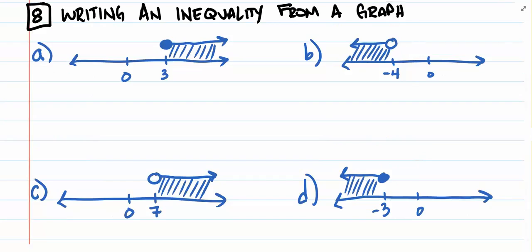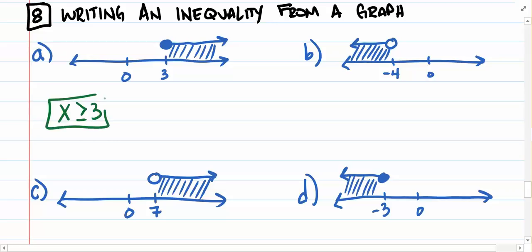Box 8, we're going to do the reverse. We're going to look at a graph, and we're going to write the inequality. So for part A, we want all numbers that are greater than or equal to 3. So I'm going to say that x is greater than or equal to 3. You could have also said this, 3 is less than or equal to any x that you pick. I would prefer you to use this one. However, either one of these is correct.